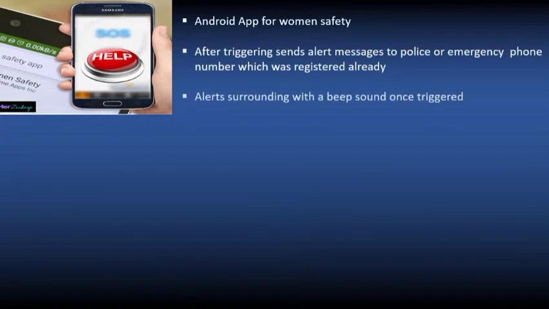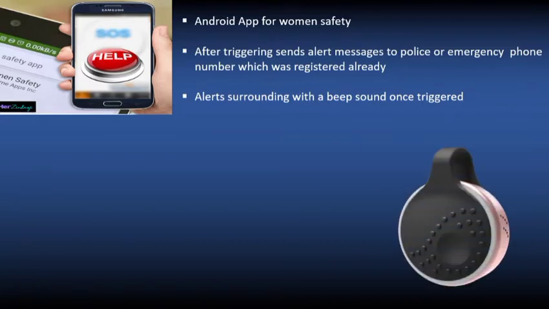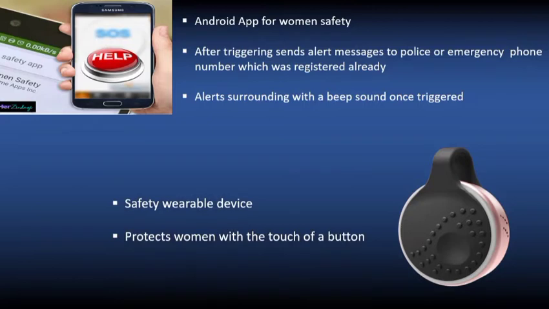There are some software like Android apps for humans, where they trigger themselves. They send an alert message to police and some other registered phone numbers, and it also alerts the surroundings with a beep sound once triggered. There are some safety wearable devices which protect humans with the touch of a button. In some cases, users cannot trigger by themselves, so there is a system that automatically triggers itself. So let us move on to objectives.